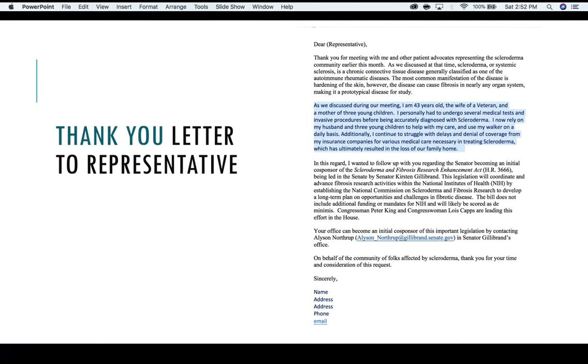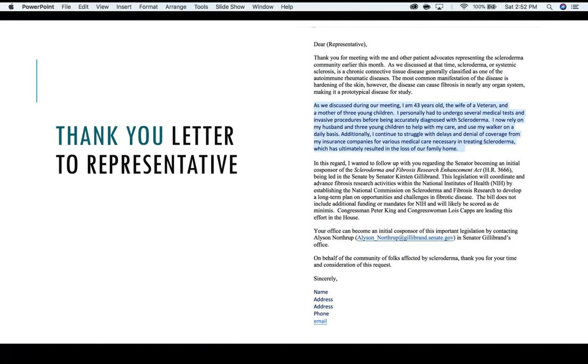After meeting with one of my U.S. senators in Washington, D.C. last year during Advocacy Day, I followed up with a letter to express my appreciation for their time and attention. The Scleroderma Foundation provided the template for the follow-up letter, and I inserted the information that's highlighted here in the blue about our meeting and a little bit more of an update from my background.